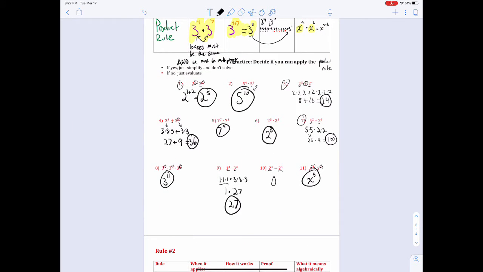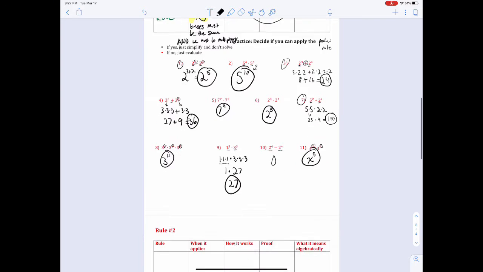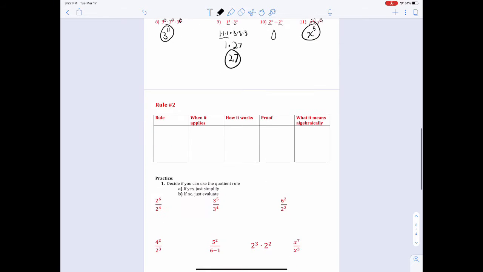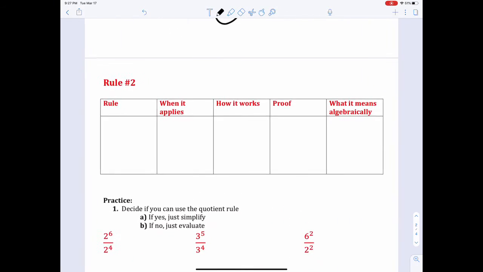Again, if that didn't make sense, just rewind the video and see if it does, because we're going to move on to our last rule of the day for this Wednesday, the quotient rule. This is rule number 2. It's very similar to the product rule, just a little bit different.